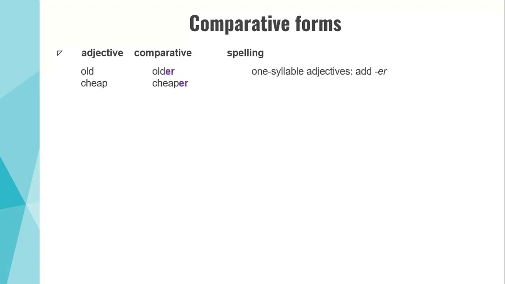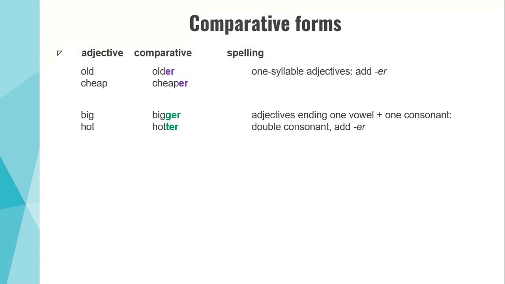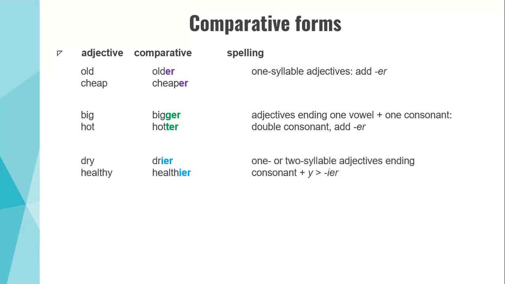Adjectives with one syllable, for example, old and cheap. So when we have adjectives with one syllable, we just add ER. For example, older and cheaper. Adjectives that end with a vowel plus one consonant, we need to double the consonant and add ER. For example, bigger, hotter. Adjectives with one or two syllables that end with Y, we have to change the Y for I and add ER. For example, drier and healthier.